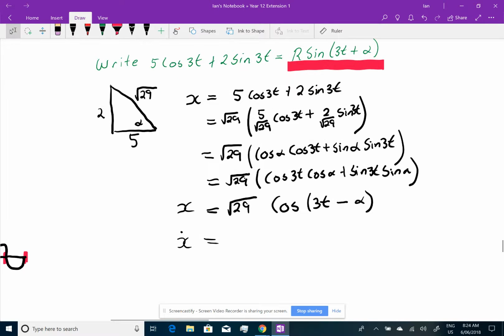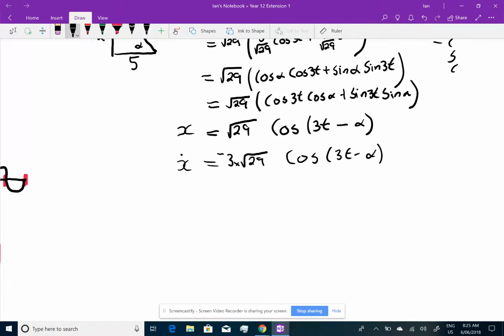Well, remember that alpha is a constant. I'm going to find out what it is in a minute. So at the moment, it's just a number. So when I differentiate, well, I've got root 29. And I go here, sine, cos, sine, cos, and negative, negative. The derivative of cos is negative sine, so I'm going to put a negative out the front. I've got this cos 3t minus alpha, and you can see now why I didn't want the negative the other way around. And I've got a 3, so I've got to put a 3 there.